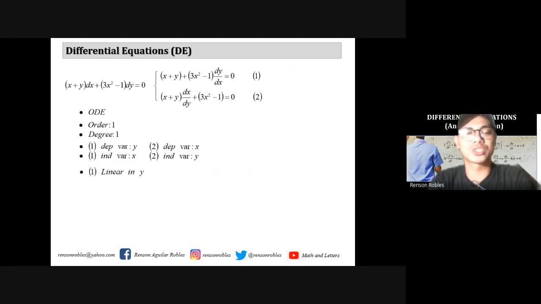Either it is linear or non-linear. We say that equation 1 is linear in y because when you examine dy/dx, it goes along together with 3x² − 1, which is written in terms of x. There is no presence of y here. So this is our b_n(x). So b_n(x) should all be written in x, and y should not appear here. Therefore, since there's no y here, it's linear in y.